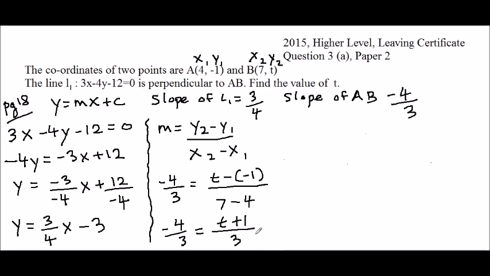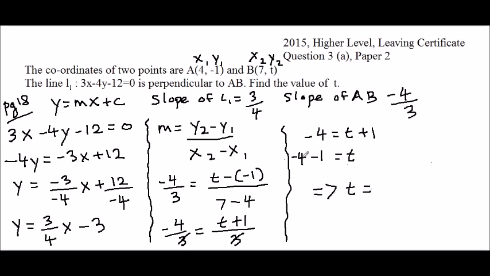Now we can multiply across by 3, and when we do that, the 3s are going to cancel, and then we are left with minus 4 is equal to t plus 1. And we need to solve for t, so t is equal to minus 4, bring over the plus 1, becomes minus 1. And so therefore, t is equal to minus 4 minus 1, minus 5. And there we go.